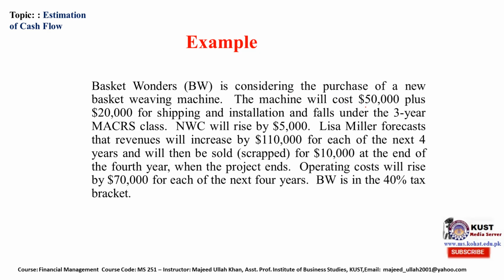The machine will cost $50,000. That is the cost of the asset. Plus $20,000 is shipping expenses. This is called a capitalized expenditure. Shipping and installation fall under the 3-year class, so we will use the depreciation table and the 3-year property class. That is, in the first year we will charge 33.33% depreciation.